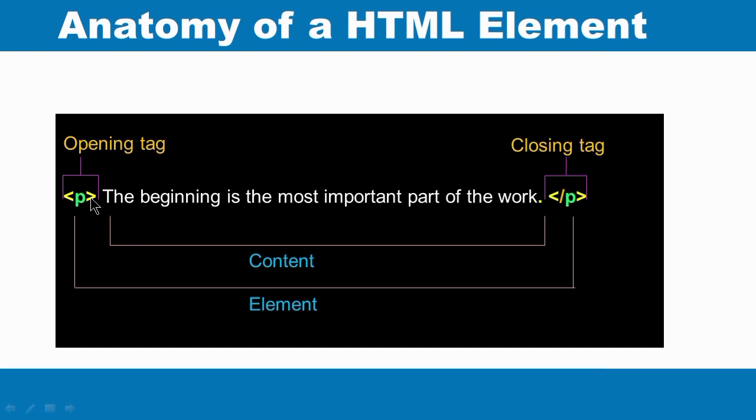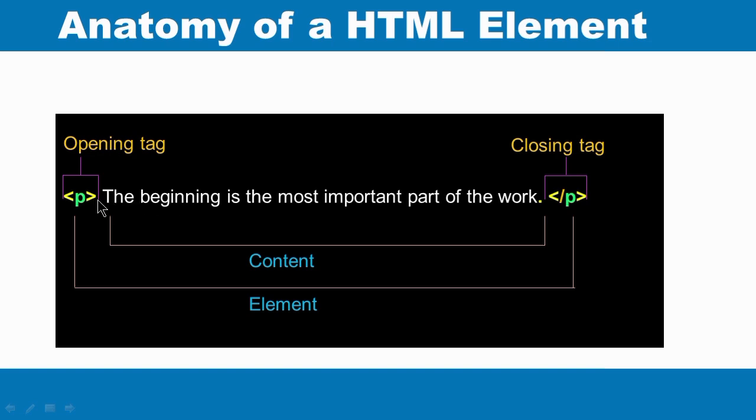So this is the opening tag, which is where the paragraph begins, and this is the closing tag. The closing tag is differentiated with the slash before the actual tag is closed. And the actual element name, P, which stands for paragraph, is enclosed in angle brackets. So we've got the left angle bracket and the right angle bracket.